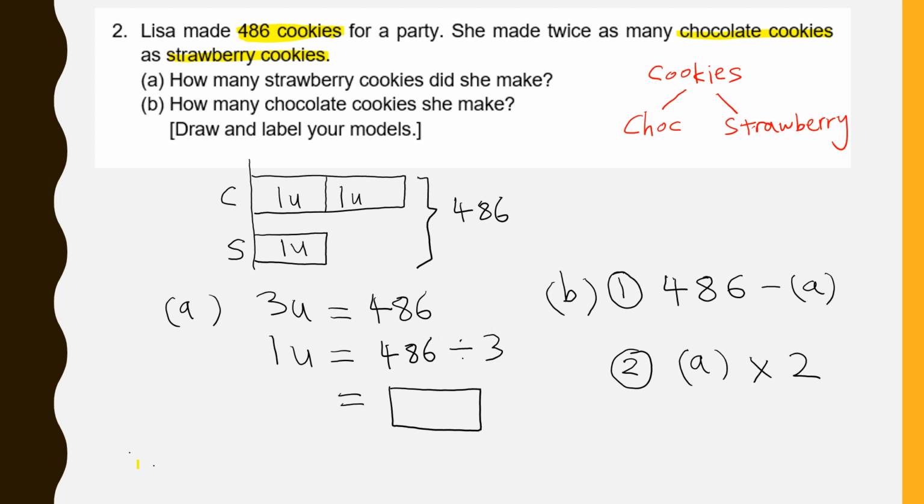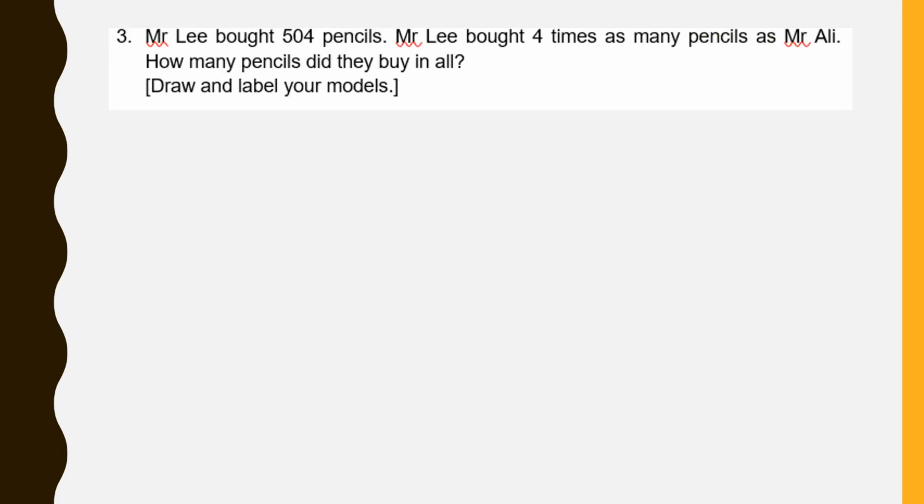Okay, let's move on. Now, Mr. Lee bought 504 pencils. He bought 4 times as many pencils as Mr. Ali. How many pencils did they buy in all? Now you notice that there are two people here. There's Mr. Lee and there's Mr. Ali. Mr. Lee bought 504 pencils. He bought 4 times as many pencils as Mr. Ali. How many pencils did he buy in all?